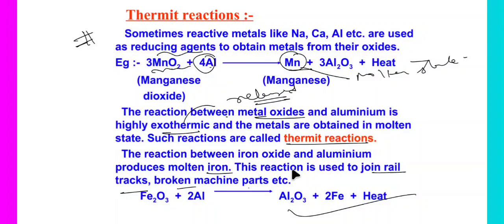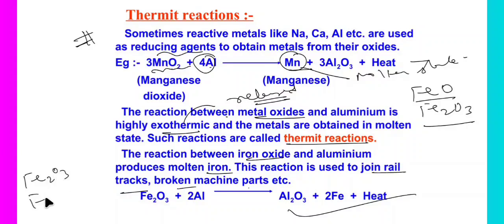So what is this? The reaction between iron oxide, that is FeO, or you can say Fe2O3, ferrous oxide, ferric oxide. If you treat Fe2O3 plus FeO with aluminum, what can you observe? You can observe the formation of iron, because aluminum oxide will be formed. So in this process, it is used to join rail tracks and broken machine parts.